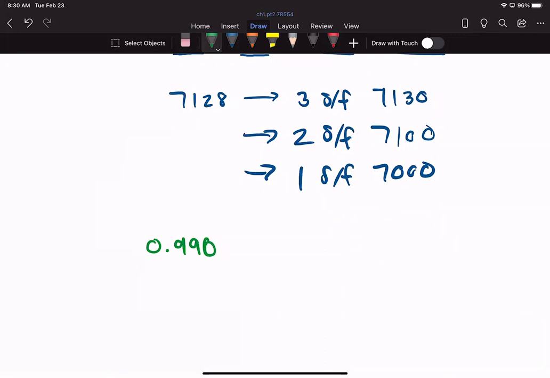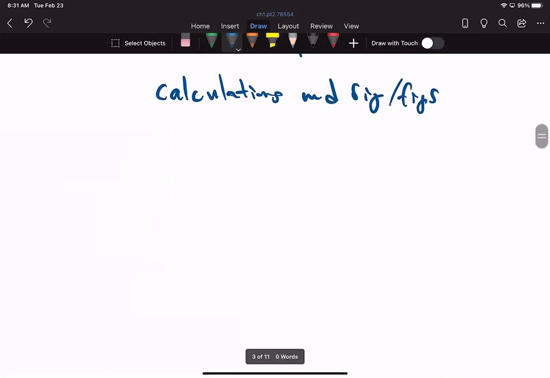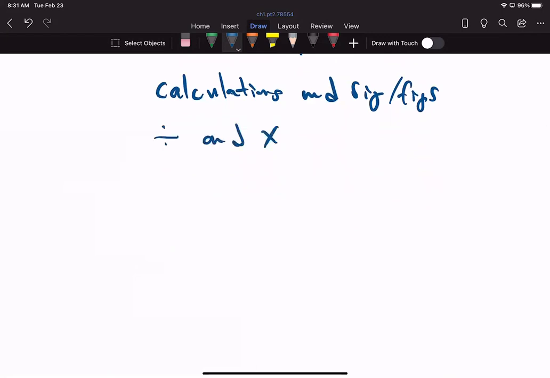Now, knowing all of these rules for rounding and significant figures, we have to take these values and maintain the correct number of significant figures when we're doing calculations. So let me write that down: calculations and significant figures. The first one we're going to deal with is division and multiplication. Addition and subtraction we'll get to, but it's easier when we're dealing with just multiplication and division.